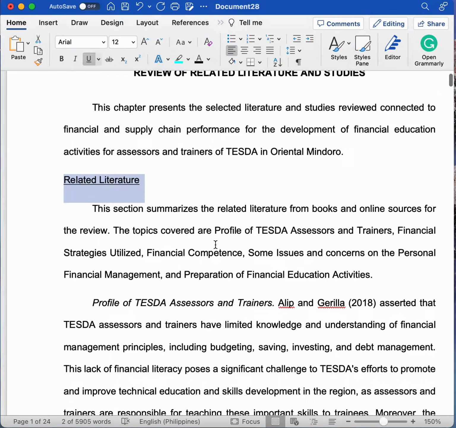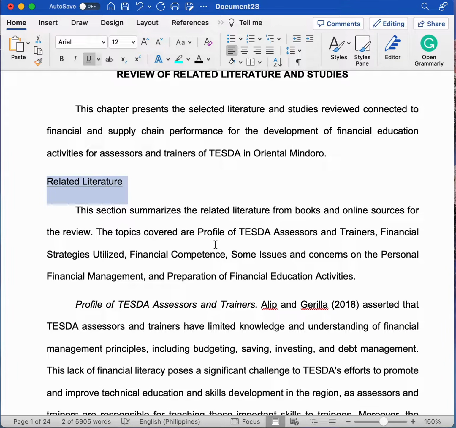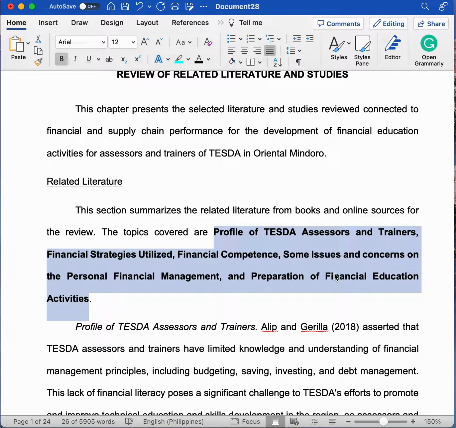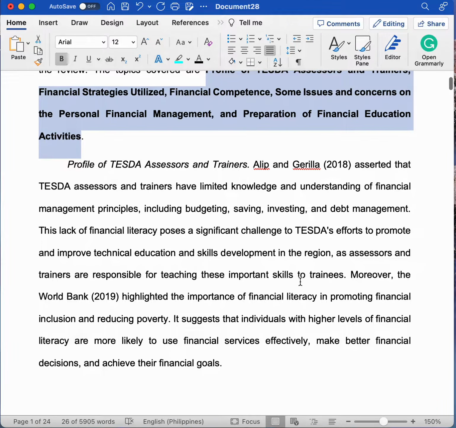First, related literature is thematic. When we say thematic, it's topical. So you have topics for your related literature, and these are the topics covered in this section: profile of TESDA assessors and trainers, financial strategies utilized, financial competence, some issues and concerns on personal financial management, and preparation of financial education activities.